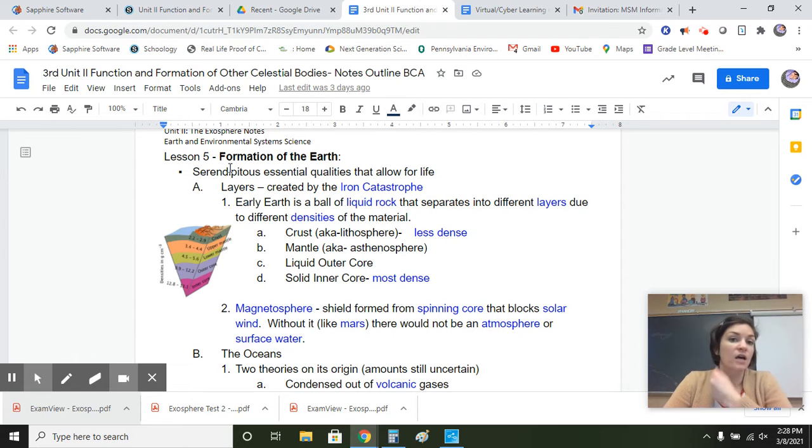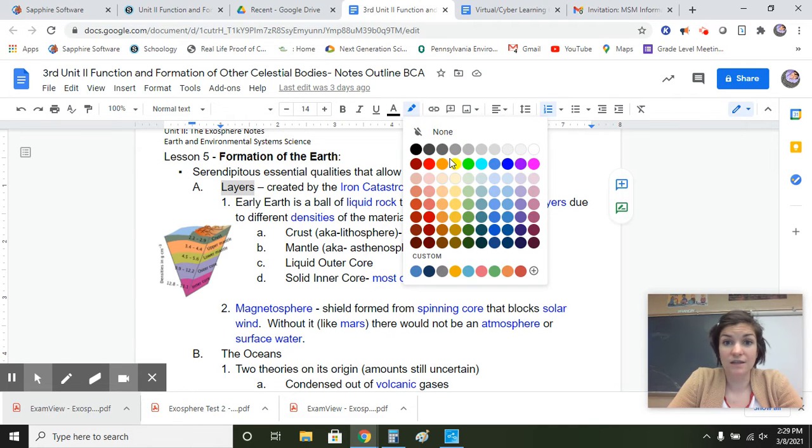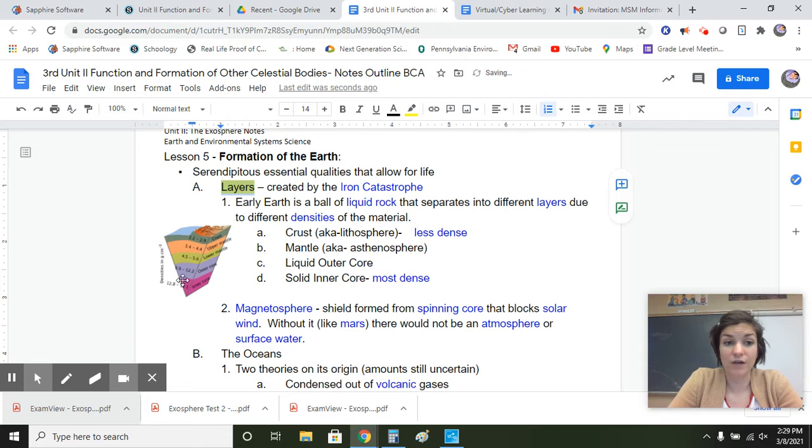First thing first, let's talk about how Earth formed. We started out with the universe and we zoomed all the way in. Now we're at Earth and how it formed, okay? So the formation of Earth is a serendipitous set of essential qualities that allow for life. All this means is that it's all by chance, or at least that's what scientists are saying from what we look at in the past. But the main thing you need to be aware of is that our Earth was all molten initially, and that made the Earth break into layers.